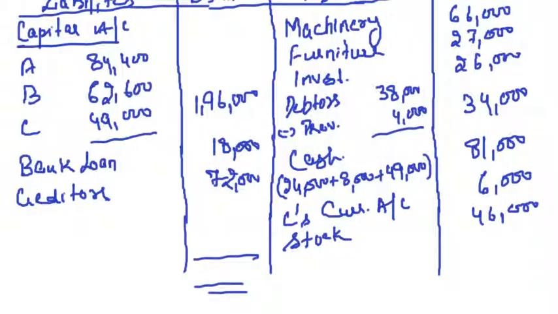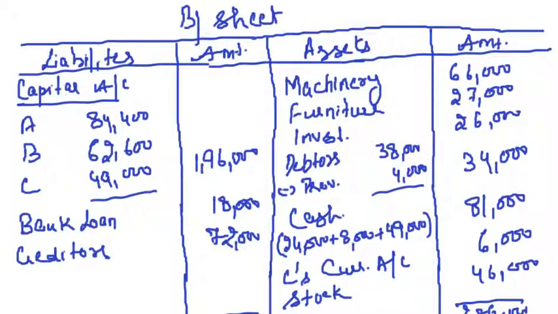Now this should tell you your balance sheet. The total comes to 2,86,000. Clear? This is how to prepare the balance sheet of the new firm after the new partner's admission. Clear friends? All the values will be taken at revalued amounts. After all the adjustments, we can prepare the balance sheet quite easily.